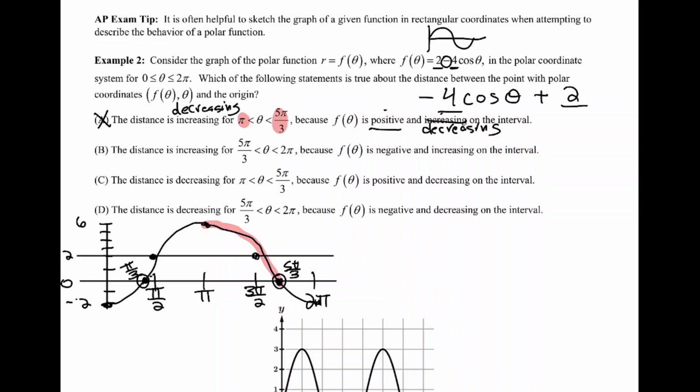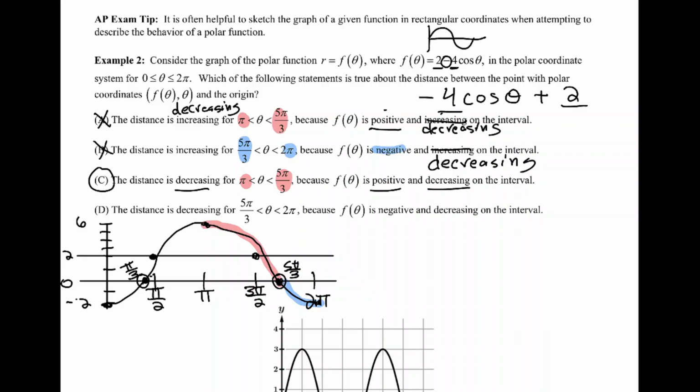If I look between 5 pi over 3 to 2 pi, that's kind of this little ending part. It is negative, but it's also decreasing. This should say decreasing. So it's not B. Again, between pi and 5 pi over 3, it's the same one we looked at for the first one. It should say decreasing, positive, decreasing. So kind of like what I wrote for A. So should be C, I think.